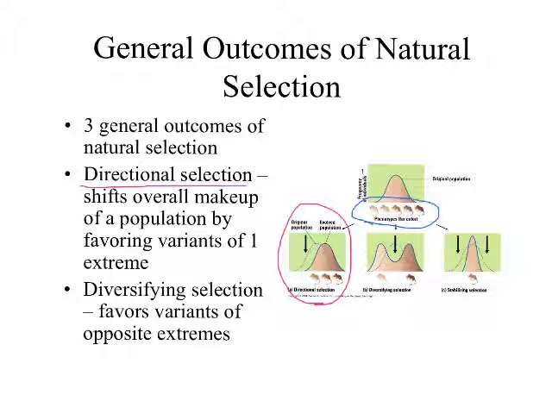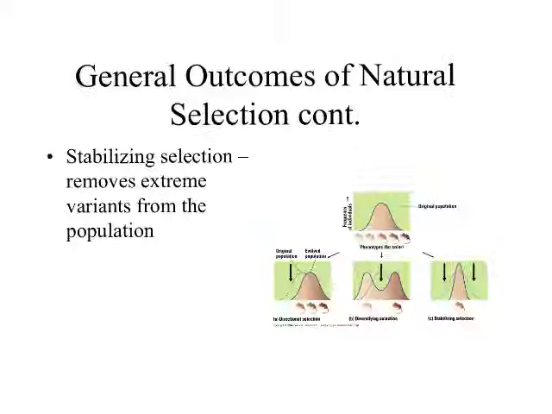We can either get that, or we can get what's called diversifying selection, which is this one here, in which the environment will actually favor the opposite extremes, either really, really dark-colored mice or really, really light-colored mice, and everything in the middle isn't able to really survive. That's what we call diversifying selection. And last but not least, we have stabilizing selection, which is where the environment selects for the medium-colored mouse, not really dark, not really light, just something in the middle.